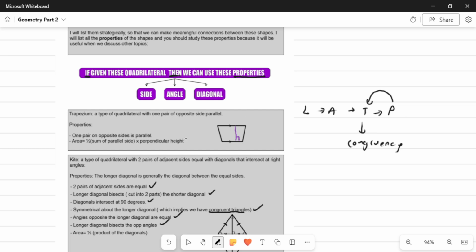Properties are what make up a shape, what make it different. And so when we learn about a kite, if you're given a kite in the question, you can make use of all of these properties because that's what makes a kite. Understood? Now we can shift our focus to a theorem. Right.